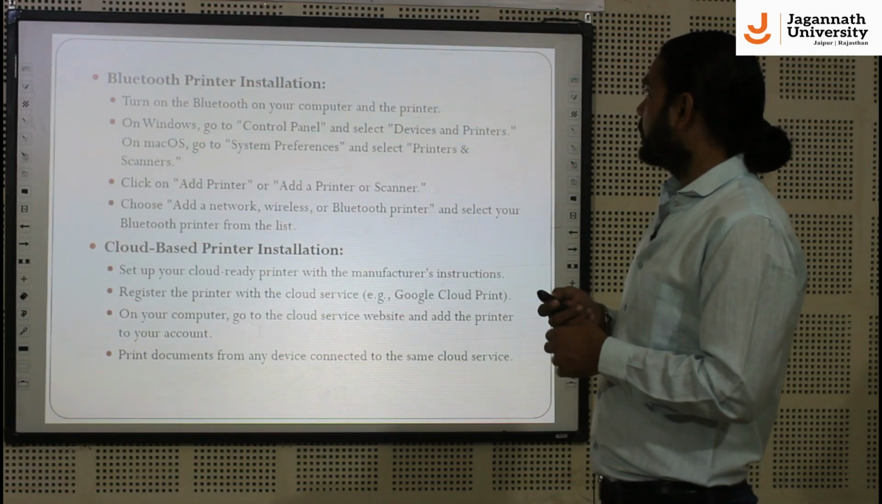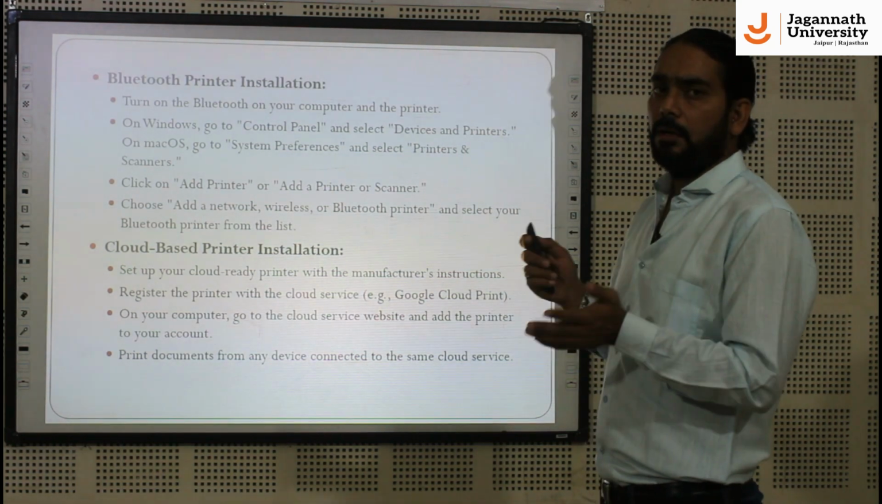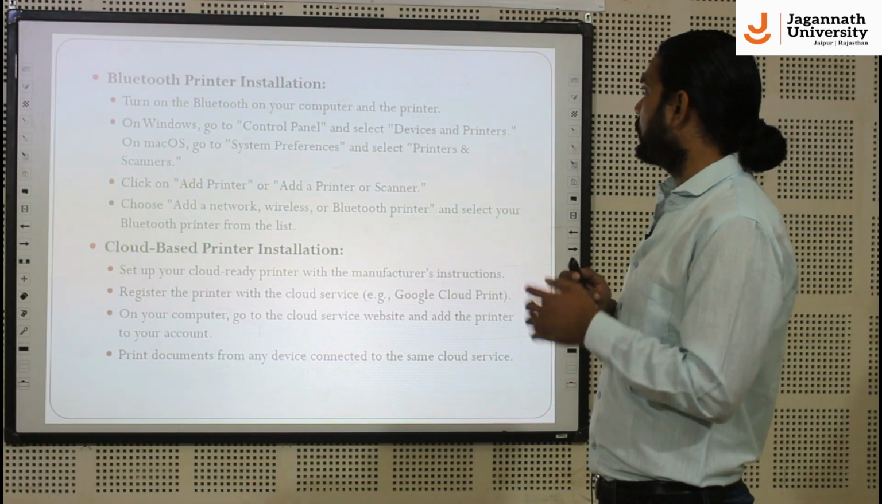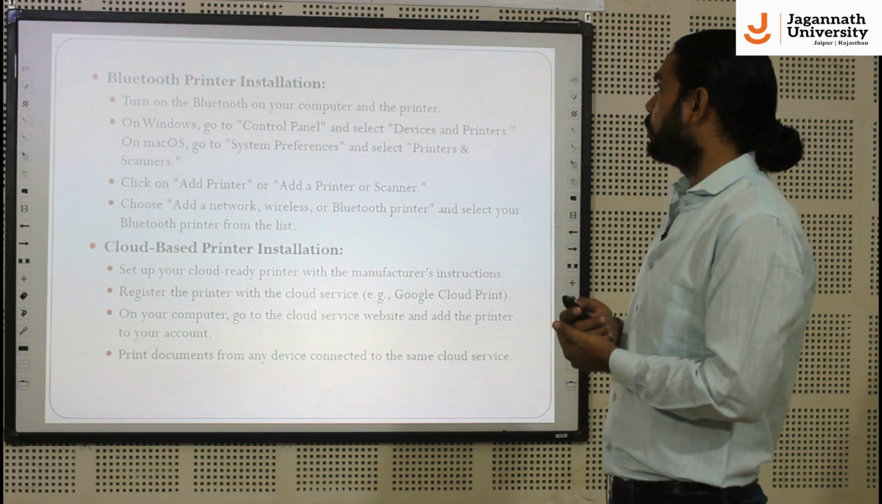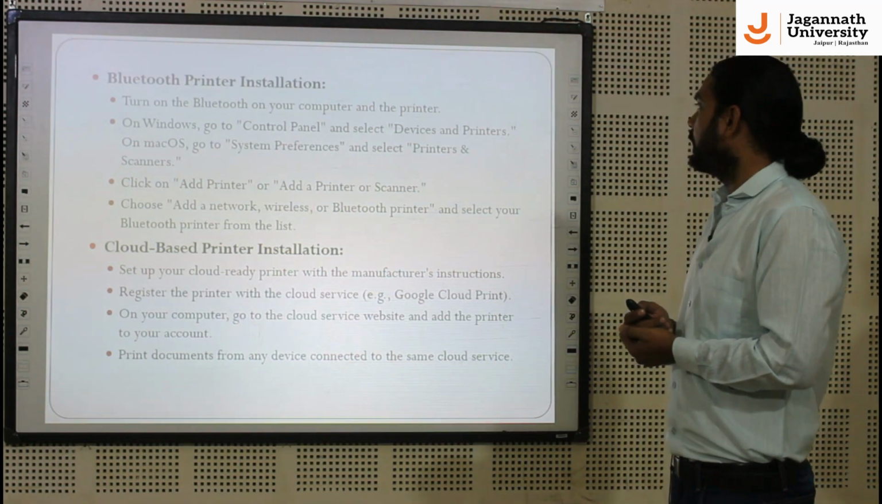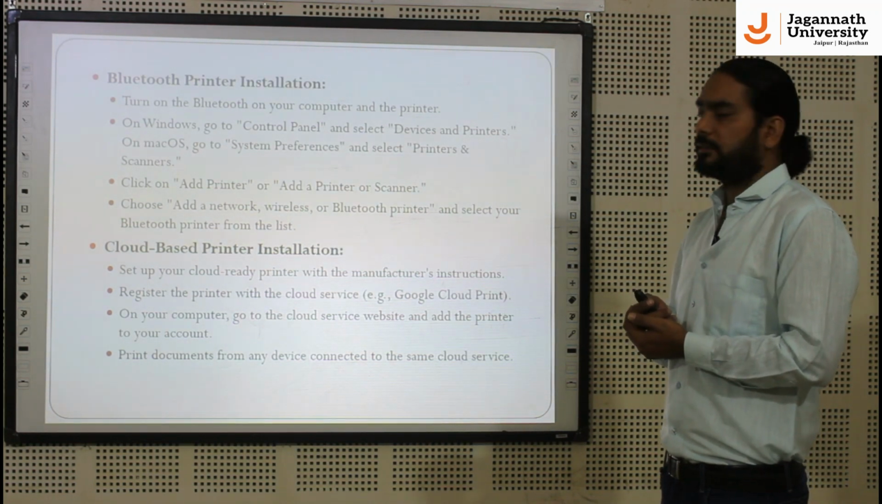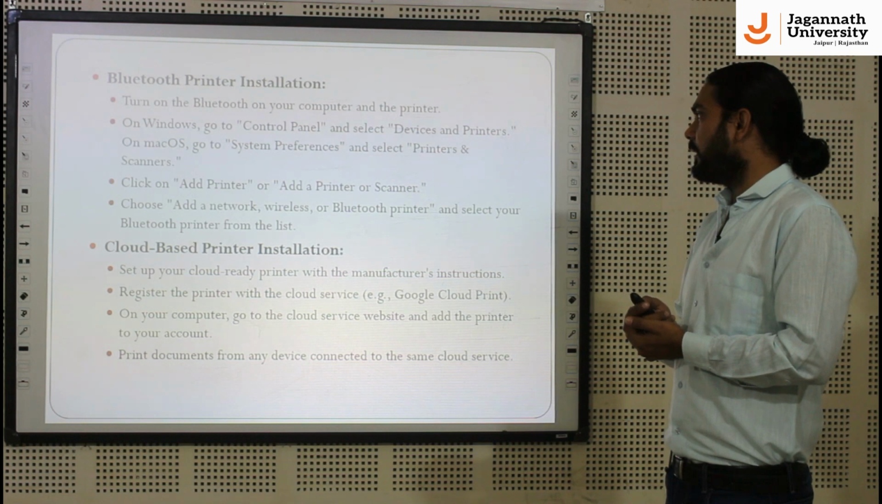Now the Bluetooth printer. When we talk about the Bluetooth printer, we turn on the system Bluetooth. Go to the control panel on Windows and select Devices and Printers, or System Preferences and Printers and Scanners. Click Add Printer and add a network or Bluetooth printer.